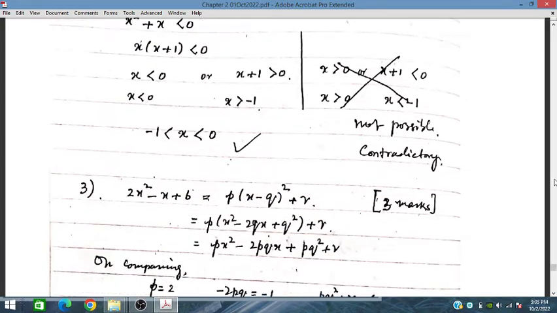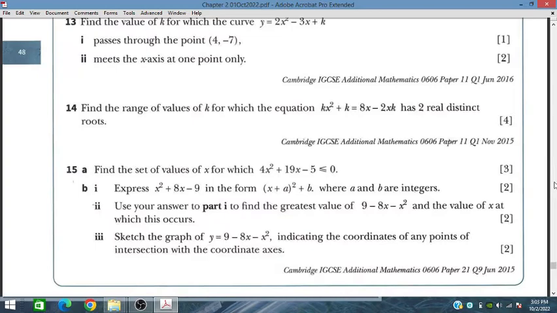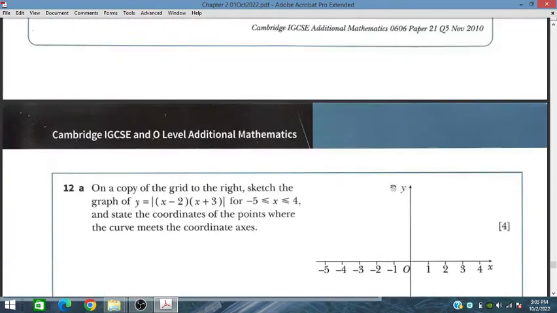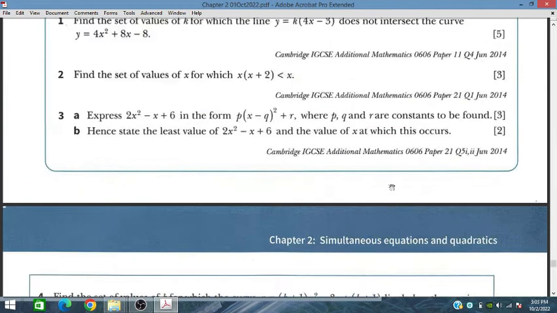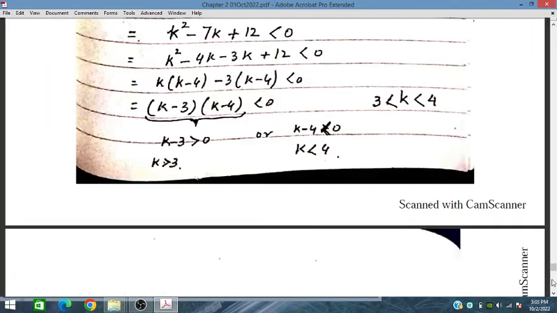Now question number 3. Express this in the form of this, where p, q and r are constants to be found. We have to shape this polynomial into this form. We will get 3 marks. So simple. We have done it earlier in 2.2 or 2.1.